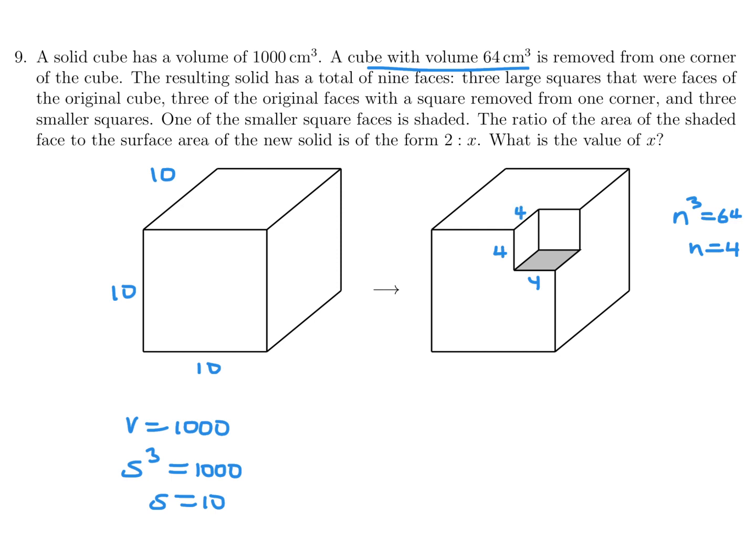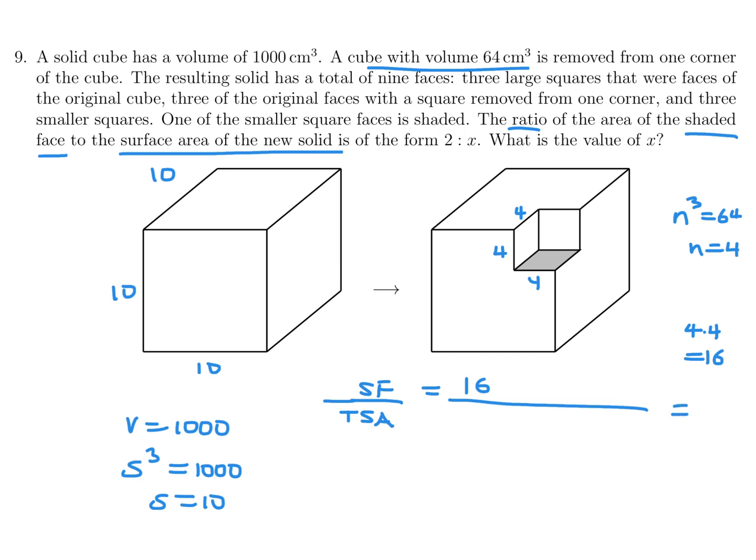Okay, so what are we being asked here? The ratio of the shaded face's surface area to the total surface area of the new solid. This face is just a 4 by 4, so the shaded face, SF, over the total surface area, TSA. The shaded face is just a 4 by 4 square, so that's going to be 16. We can immediately put 16 there.